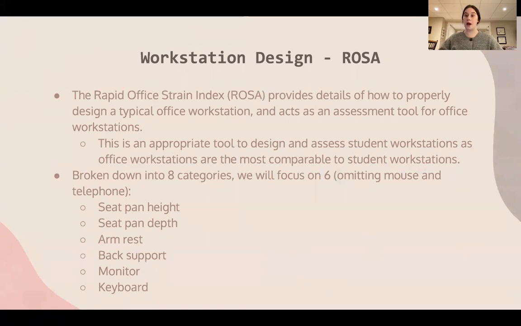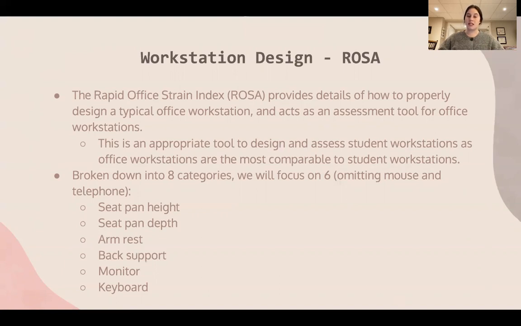So now that we know a bit more about how we should work in terms of our posture, we should know a bit about where we should work. So workstation design is super important. So the Rapid Office Strain Index provides details of how to properly design office workstations. So this is appropriate for students as a student workstation is most similar to an office workstation. Right now, there are no specific recommendations for students themselves.